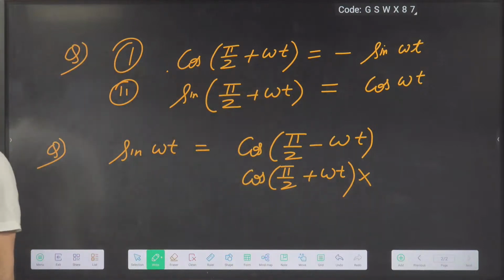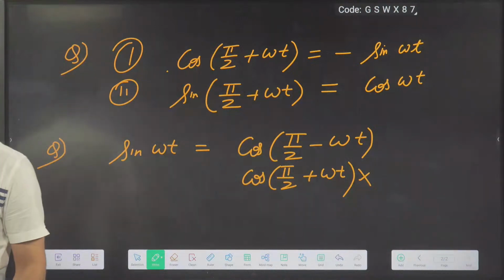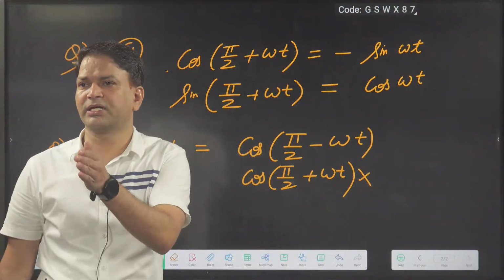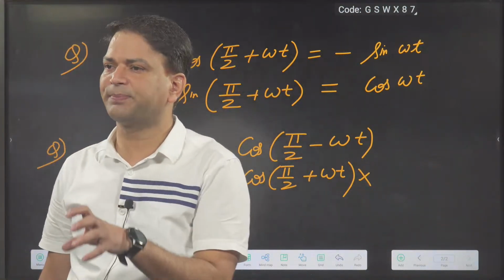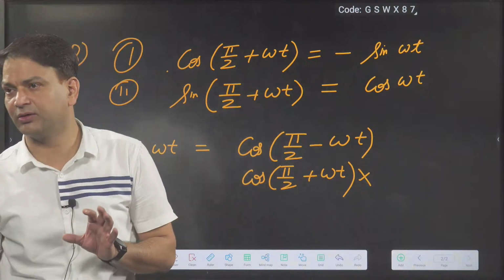Everybody got or not? So sin omega t, if I want to represent in terms of cos, then I can write cos(pi by 2 minus omega t).